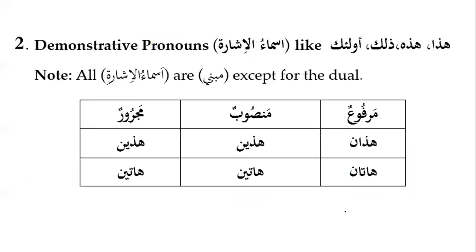So ad-damair, then we have the demonstrative pronouns, asma'ul isharati, like hadha, hadhihi, dhalika, ulaika. However, please remember that we have discussed in book number 2 as well, all asma'ul isharati are mabniyun except for the dual. So the dual are murabun, they are flexible or declinable. So hadani, hadaini for the masculine dual, and hatani, hataini for the feminine dual. So when it is marfu, mansub, and majrur, as you can see here, ani, aini. So the ani, aini sound tells us that this is mansub and majrur. Similarly, hatani, hataini. Asma'ul isharati, that's number 2.